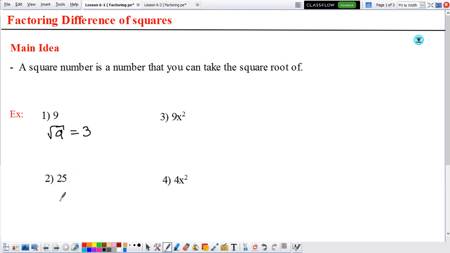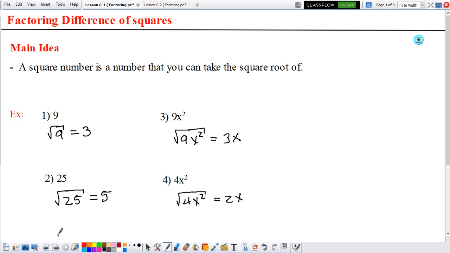Because we can take the square root of this, we're going to call that a square number. The same goes for 25. The square root of 25 is just 5. Can we take the square root of 9x squared? Well, you know that the square root of 9 is 3, and the square cancels out with the square root, so we're going to have 3x. The same goes here. If we want to take the square root of 4x squared, we know the square root of 4 is 2. X squared, take the square root of it, it's just 2x.